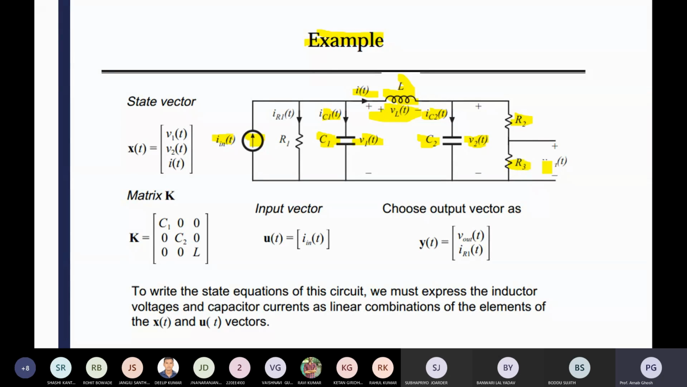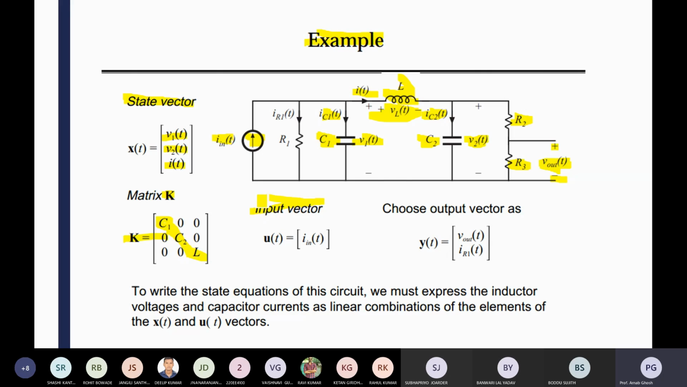R2 and R3 are both there, and this is your Vout, with plus and minus. You have to calculate the state vector. The state vector means the capacitor voltages and inductor current, so V1, V2 and I. So what is the K matrix? A simple thing. It is L1, since VL equals L di/dt, and in case of a capacitor it is C dVc/dt, so C1 dVc1/dt and C2 dVc2/dt. That's why the K matrix is a combination of capacitors and inductors, all present diagonally.